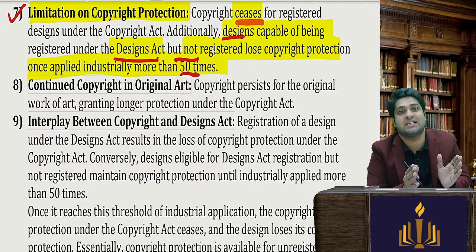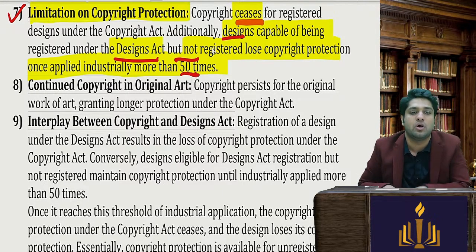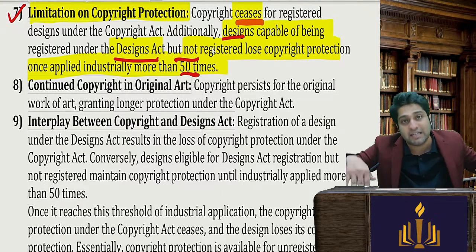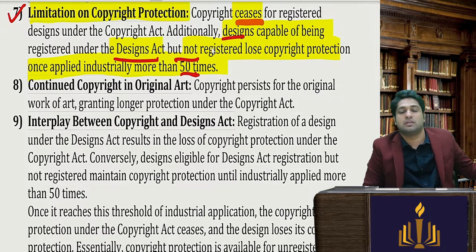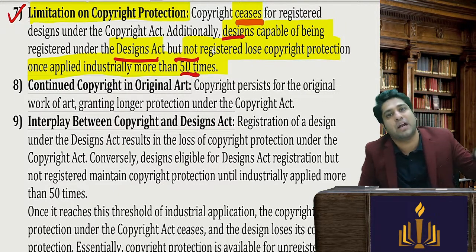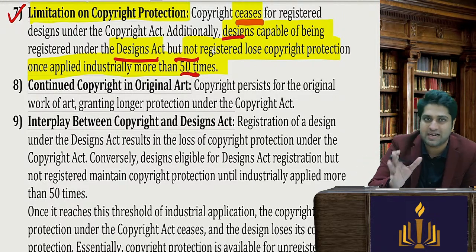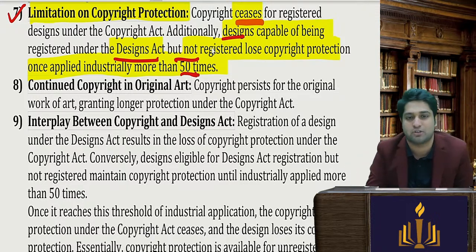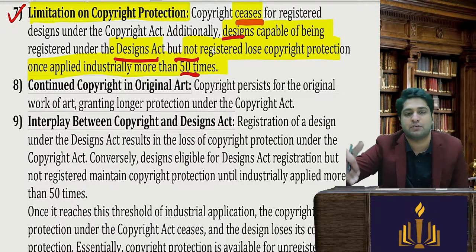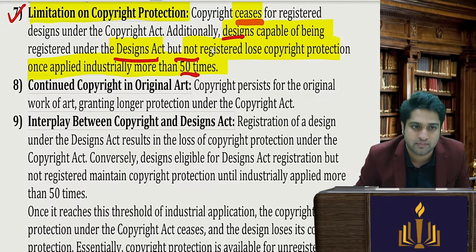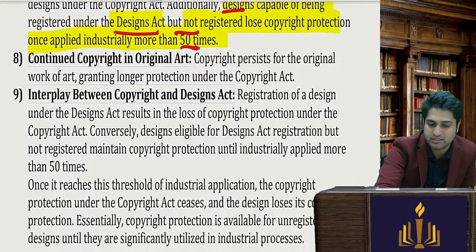So certain designs could be registered under the Designs Act but are not registered, but we will still protect you, because copyright is what, on mere creation you get certain rights. For example, a book need not be registered. By default you get protection, but to prove that will take time. So they are saying that a design which could fall under both the Designs and Copyright Acts, which you haven't registered, will lose protection after being industrially applied 50 times. Then you will not get copyright protection. You will have to apply under the Designs Act.